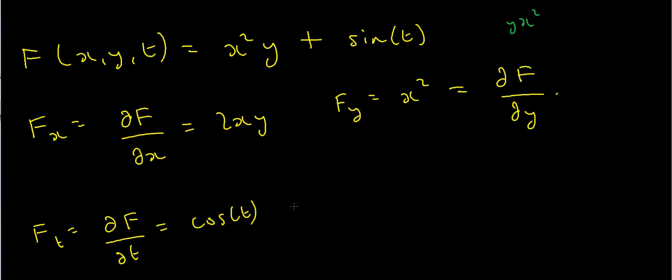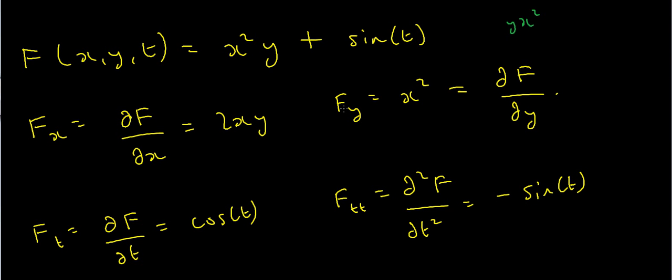So what can I do now? Well, I can calculate second partials if I like. So what is, for instance, f subscript double t? The second partial of f with respect to t. Well, I just take the derivative of this with respect to t again. And I know that the derivative of cosine is minus sine. So f sub tt is just minus sine t.